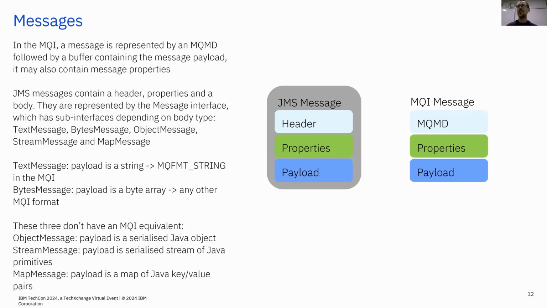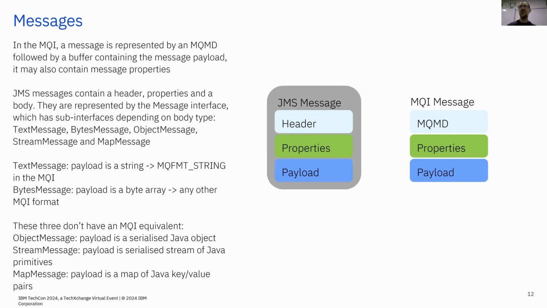So a message, an MQI message with a payload, that payload will be represented in an equivalent way in JMS. And then the headers and properties, there's a blurry mapping there. And I'm not going to go into that in too much detail because it's quite complicated and it would take forever. So I'm not going to do that.